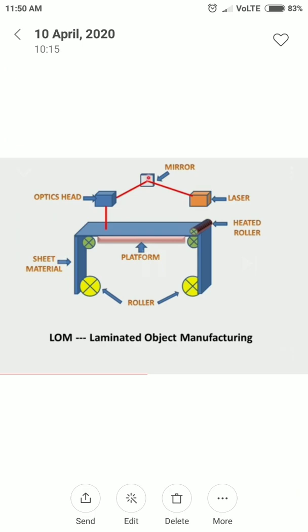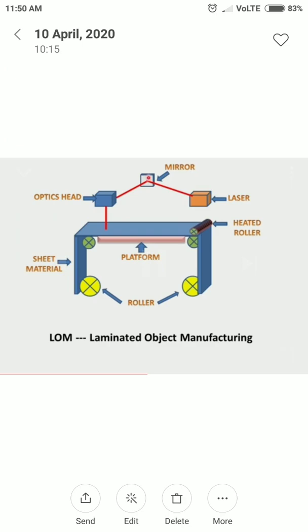Mirror means, now I am discussing only components. When it comes to working, I would like to explain the working principle. We know the mirror is going to be a reflector; it reflects. Then the optics head will be there. The optics head is very important. What is the role of the optics head? Even though the mirror is already there to reflect, what is the optics head for?